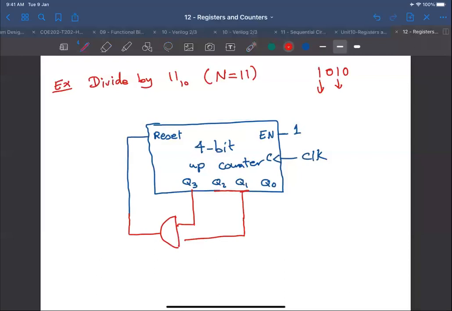Okay, so this signal now, the frequency of reset is equal to the frequency of clock divided by what? By 11, which is my n. Do you see that?